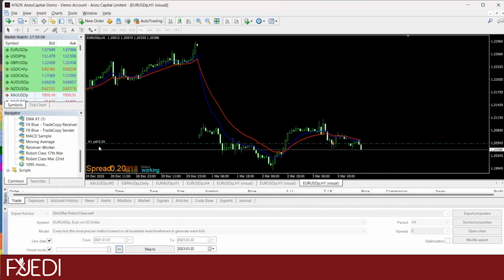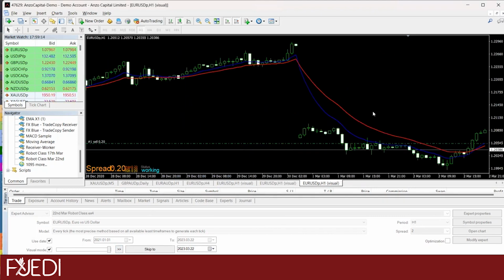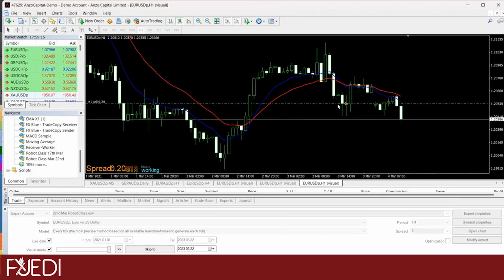So you can see that it took a sell trade. It took a sell trade here. You can see it. So let me zoom in a little bit. I know some of you might be looking at this from your phone. So you see it took a sell trade here, right? Can you see that? You should be able to see it. So it took a sell trade there.